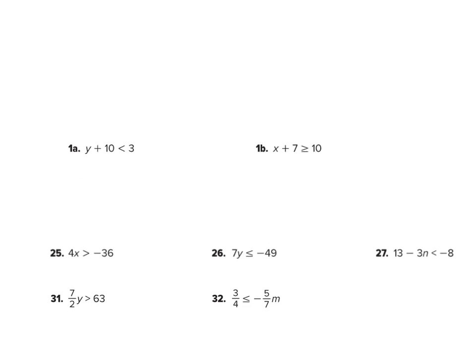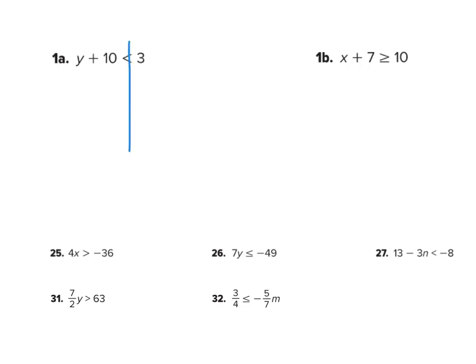Okay, let's try a couple more with addition. These are pretty straightforward. I'm going to draw my line through the inequality sign and circle my variable. This is a positive 10, so I'm going to subtract 10 from each side.